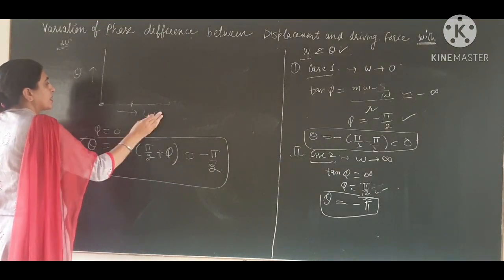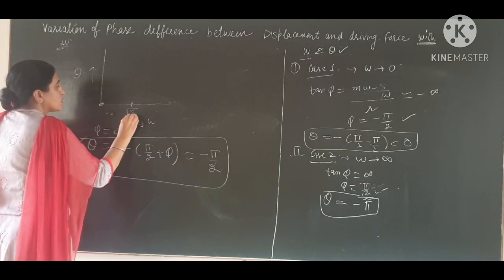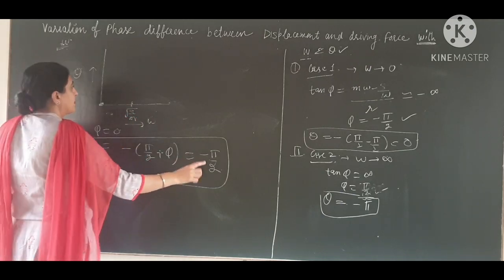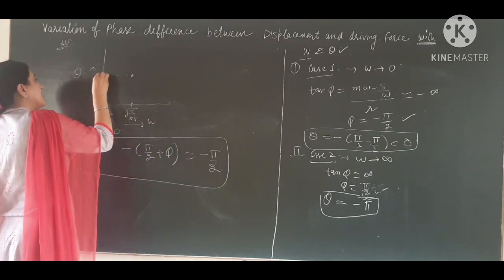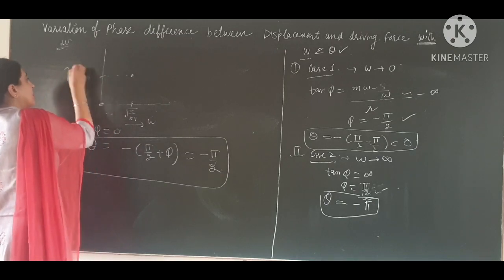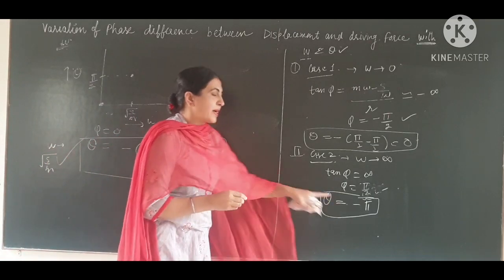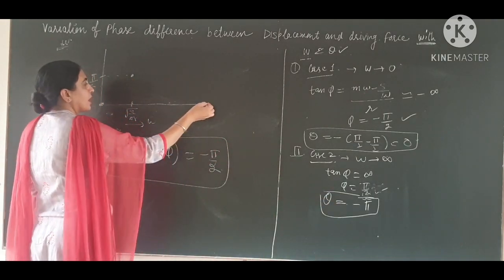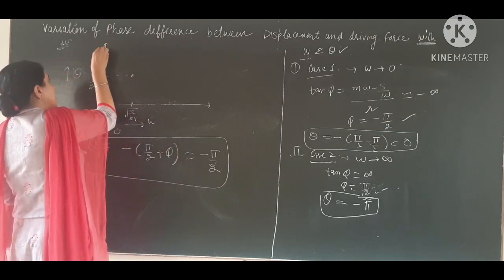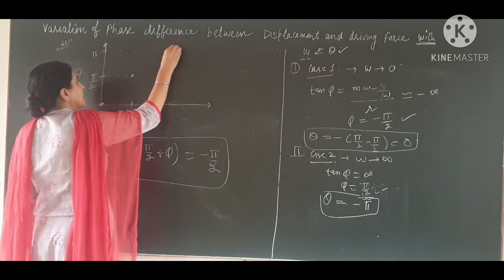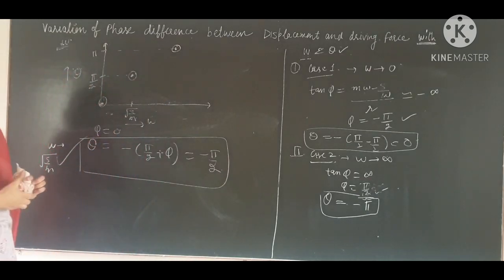So take here under root s over m on the omega axis, and here pi by 2. So the point is this, with pi by 2. And when omega is infinity, theta is pi. At the end of the graph, take anywhere infinity, so it is pi here. So these are the three points.